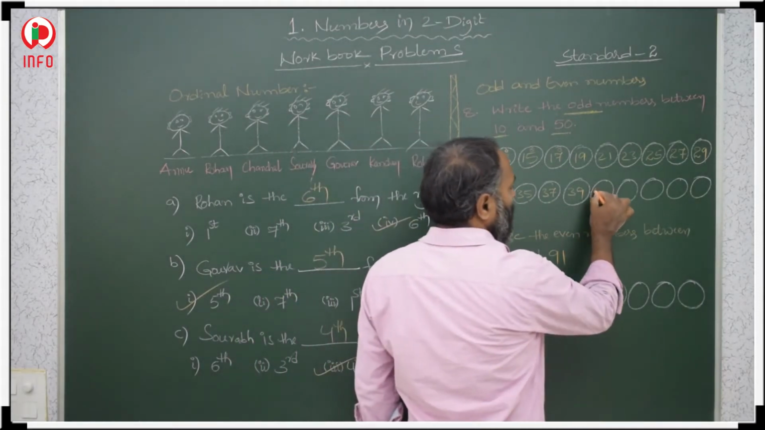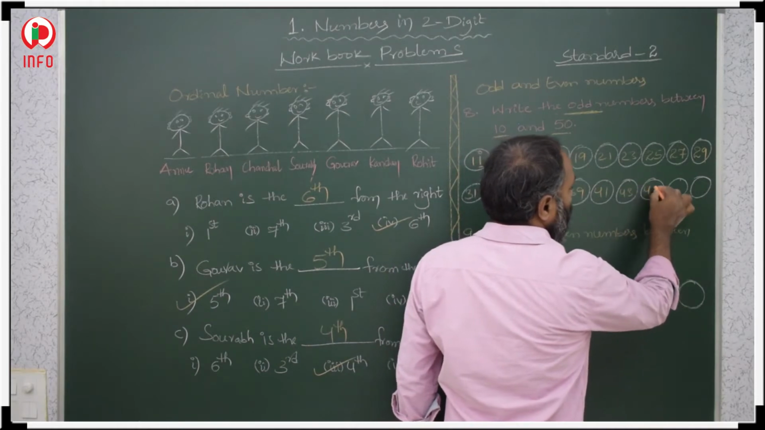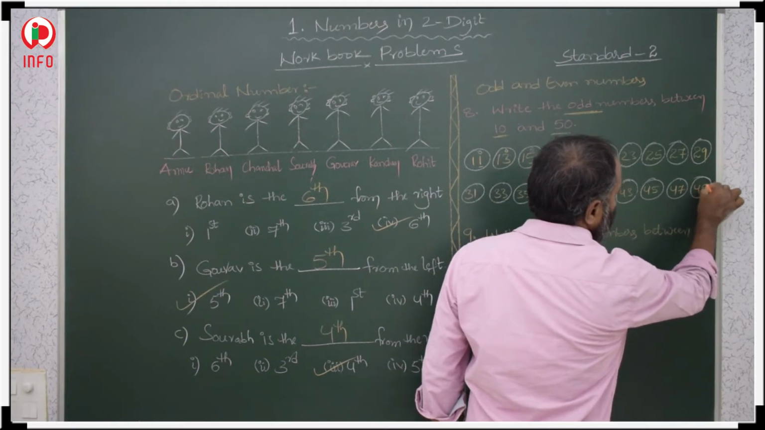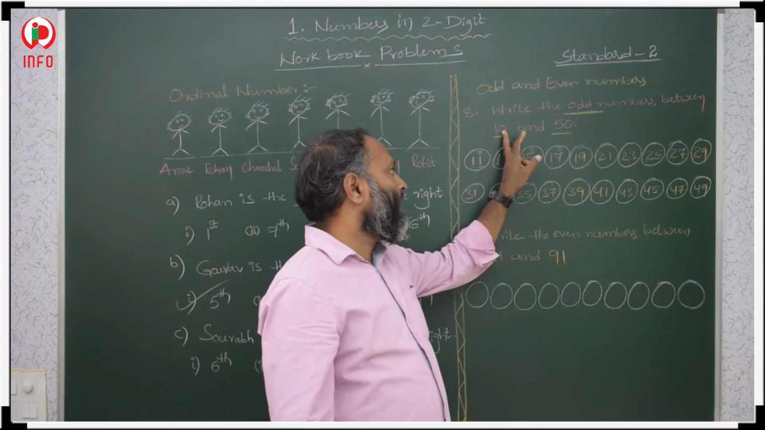Then 41, 43, 45, 47, 49. So all these numbers are odd numbers between 10 and 50.